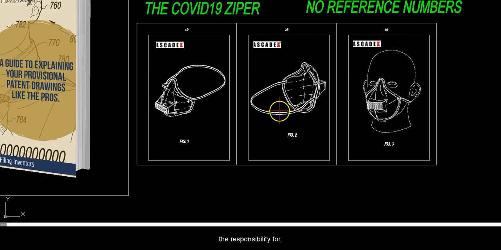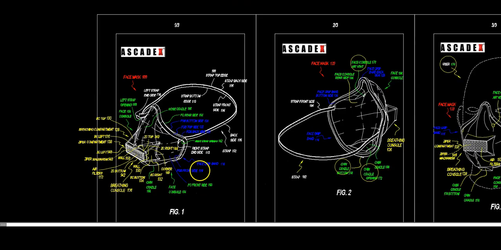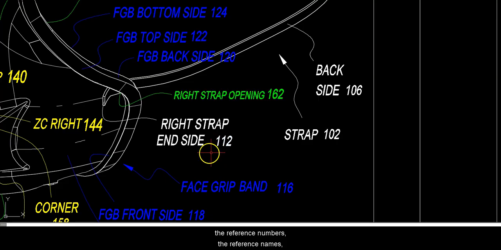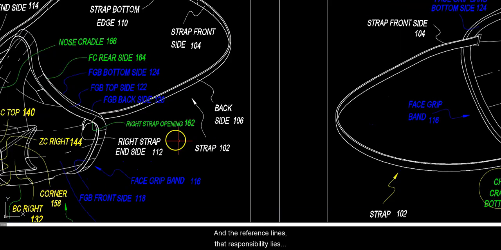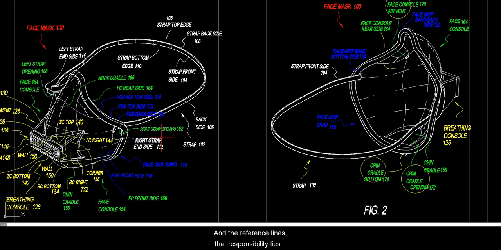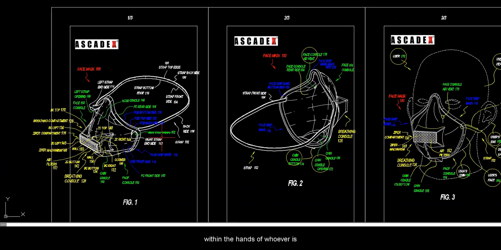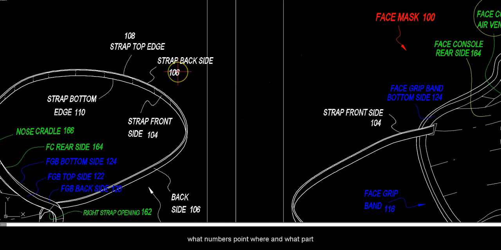The responsibility for thinking up the reference numbers, the reference names, and where the reference lines point, these lines right here, lies within the hands of whoever is writing the specification, whoever is responsible to explain the patent drawing. They will decide what numbers point where and how each part is named.